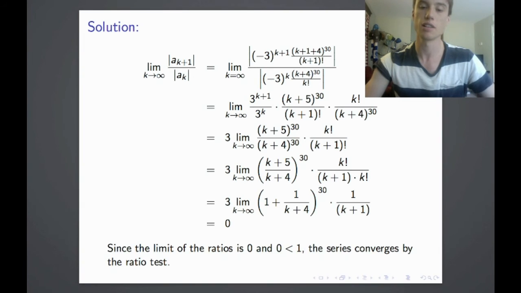Since 0 is less than 1 in magnitude, by the ratio test, the series converges. And we are done with the problem.